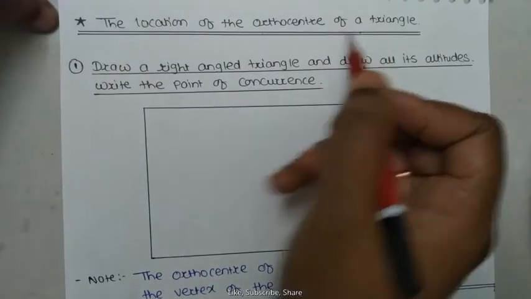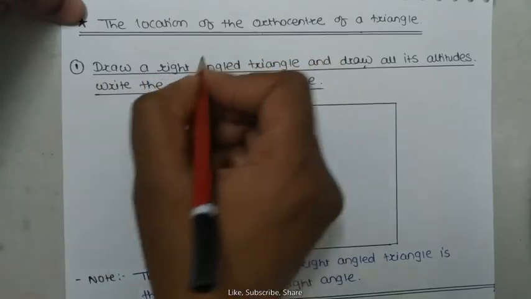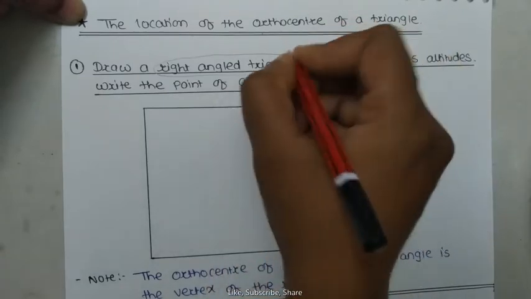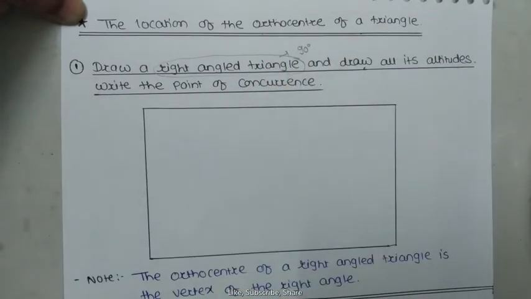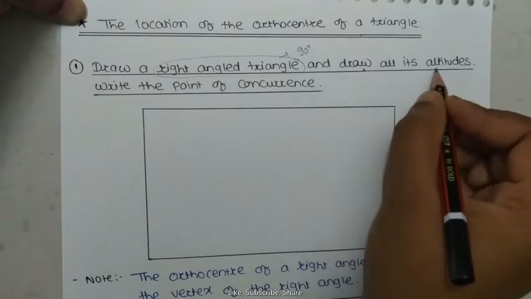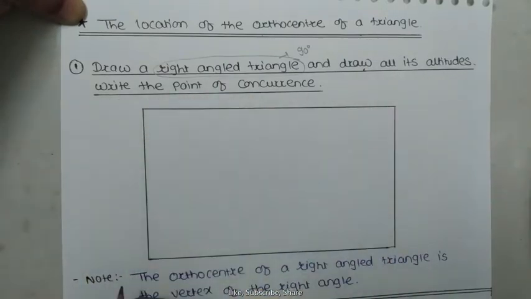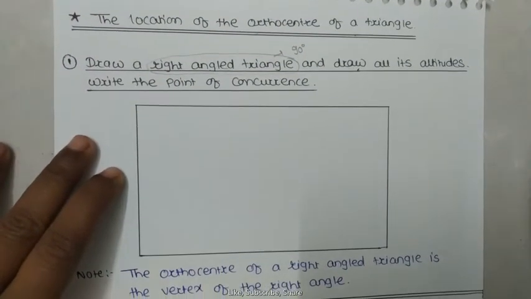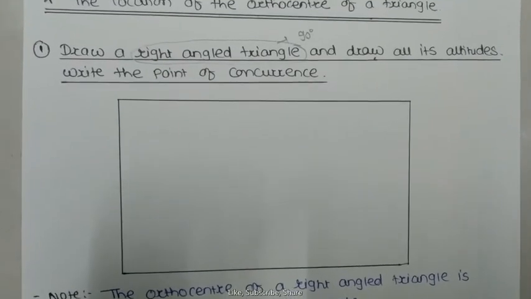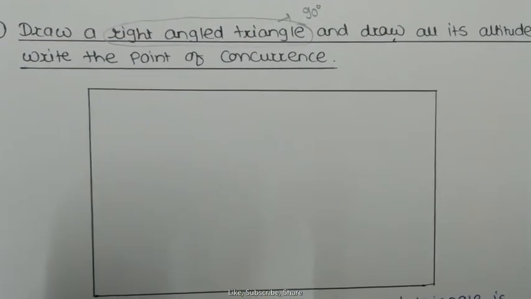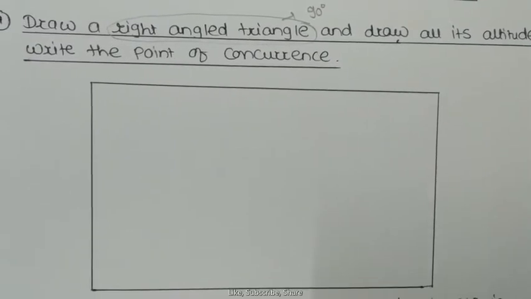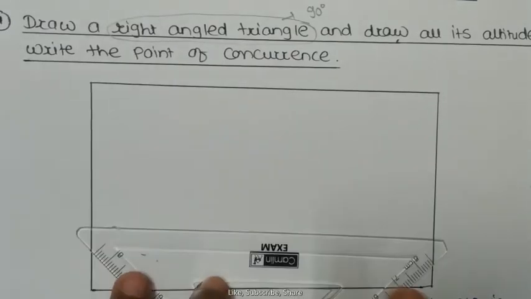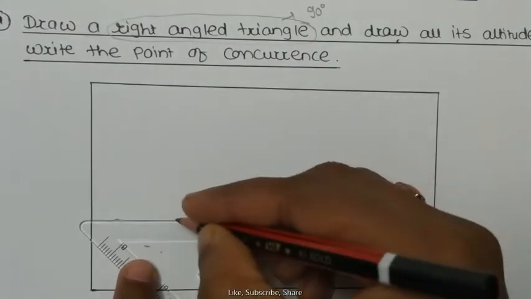Okay. So for the first case, draw a right angle triangle. Which triangle do we have to consider here? Right angle triangle, which means the 90 degree triangle. Correct? And draw all its altitudes. Write the point of concurrence. We have to draw all the altitudes from the right angle triangle. So how to draw this? First of all, we have to draw a right angle triangle and then we have to draw the altitudes of that triangle.